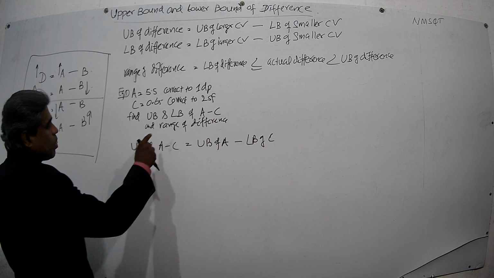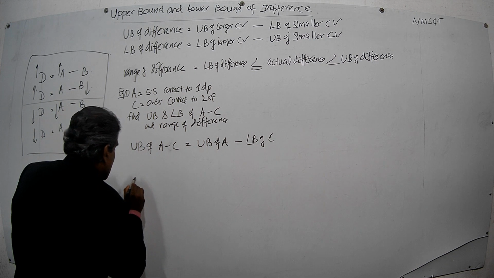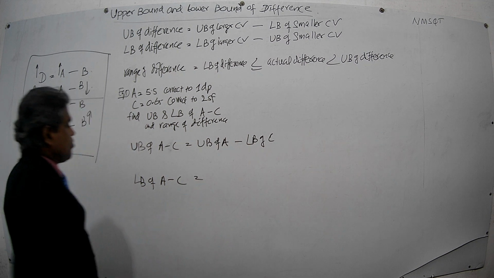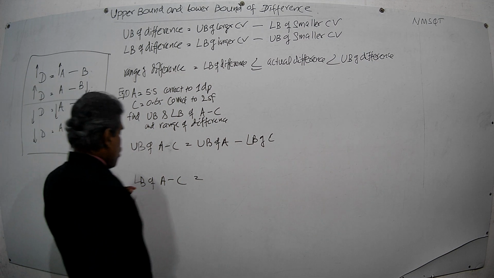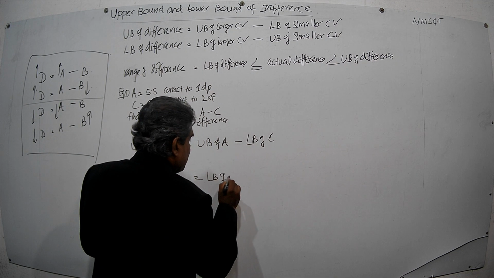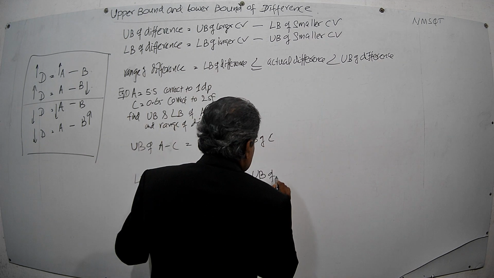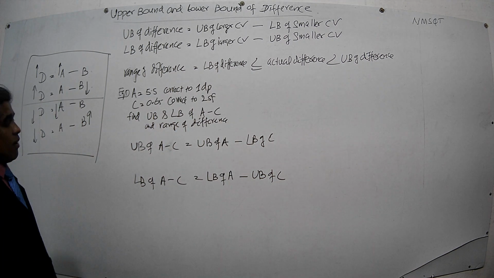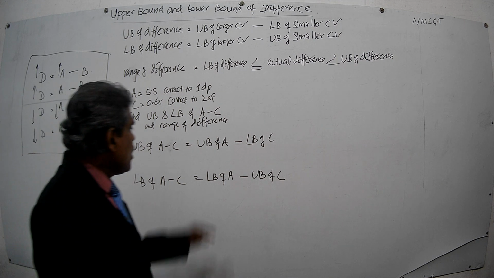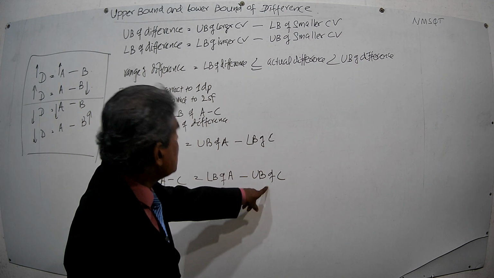Right. Now we are asked to find next the lower bound of A minus C. What is the formula for that? To get the lower bound of A minus C, you get the lower bound of A minus upper bound of C. Right. Okay. Now we found that. Now we have to find these two. We need upper bound of A, lower bound of A, upper bound of C, and lower bound of C.